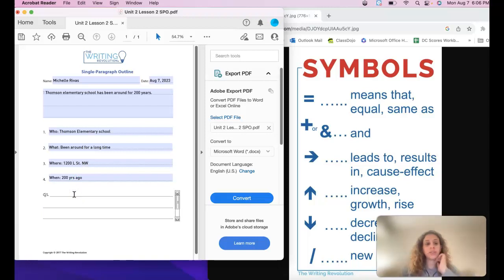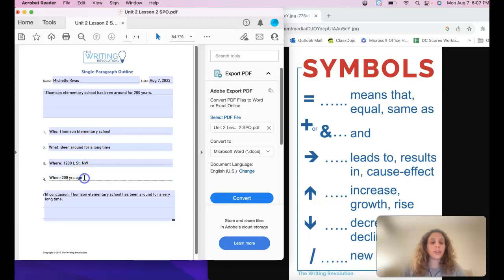And then in your concluding sentence, you're gonna restate your topic sentence. So we're gonna restate it in a way so that we're not copying things word for word. So in the concluding sentence, we're going to rephrase what we have in our topic sentence and use that in our concluding sentence. So for example, let's put a sentence starter, in conclusion, Thompson Elementary School has been around for a very long time.